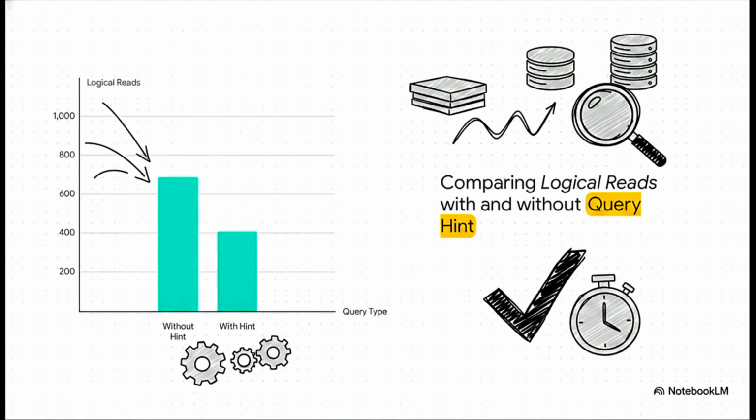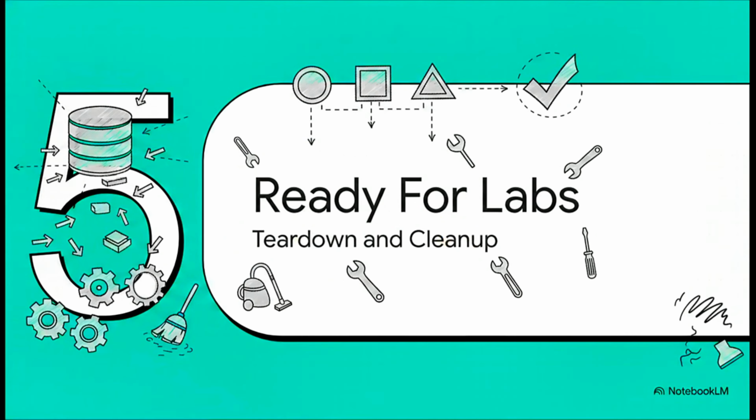And that data proves exactly why this technique is so absolutely crucial. When you run this in your lab and check the STATISTICS IO messages, you're going to see a night and day difference. Without the hint, the query required 689 logical reads to find the data. By simply adding that OPTION (RECOMPILE) hint, it drops down to just 409 reads. Think about that. That means the query without the hint was doing 68% more work to get the exact same result. You've just saved your server a massive amount of unnecessary effort. And with that, you now possess all the analytical tools required to absolutely crush this lab.